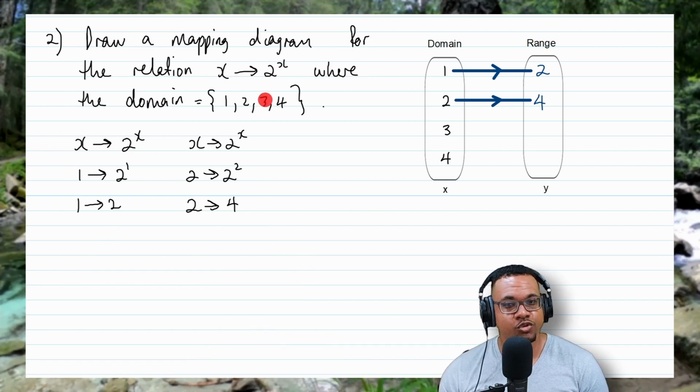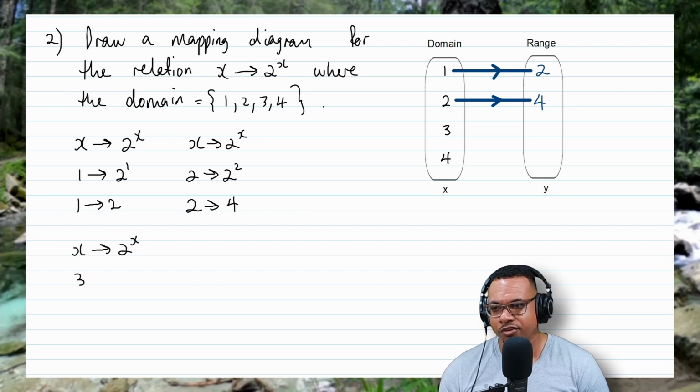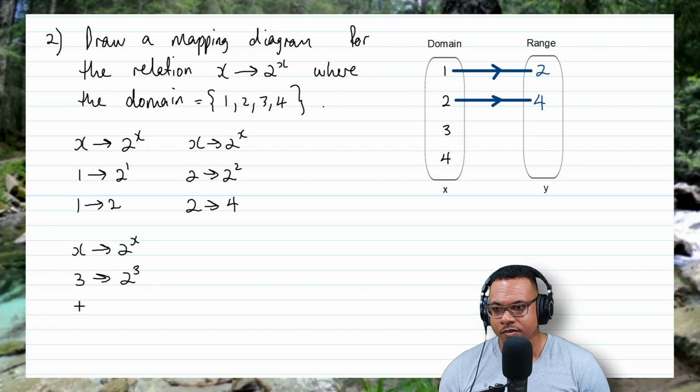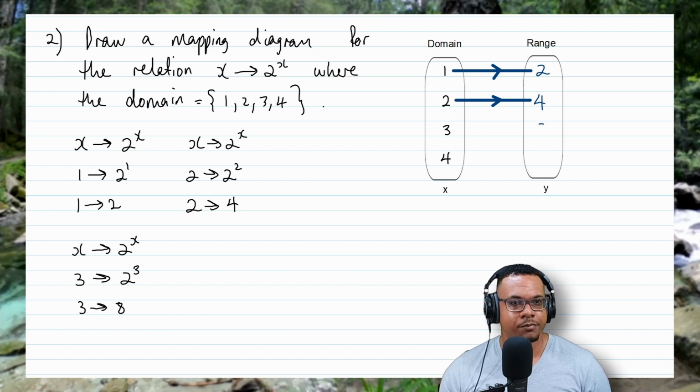We need to know what 3 in the domain is mapped to. So we're going to have x is mapped to 2 to the power x. So 3 is mapped to 2 to the power of 3. See, I replace the x with 3 because 3 is a member of the domain, and this x here has to be replaced with the same number, which is 3. So now 2 to the power 3 is 8. So I'll have 3 is mapped to 8. So I'll come here and put 8, and I'll have an arrow going from 3 to 8.